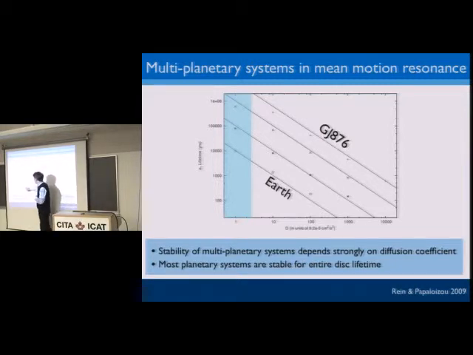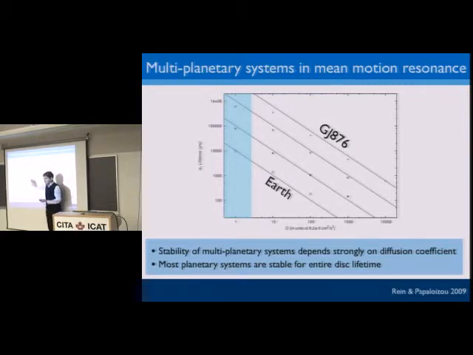You have to look at where this number is 1. This is the strength of the migration force. 1 is probably the most realistic one. And this tells you the lifetime of the resonance. So GJ876 is even off the chart. So it's very stable. There's nothing that can disrupt this system.